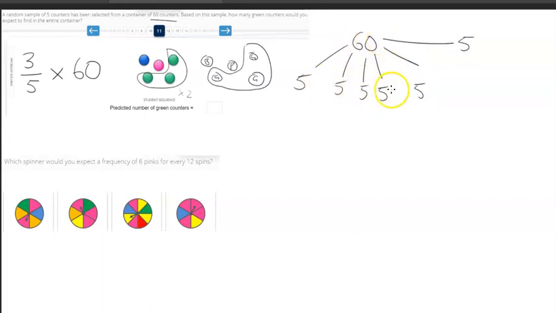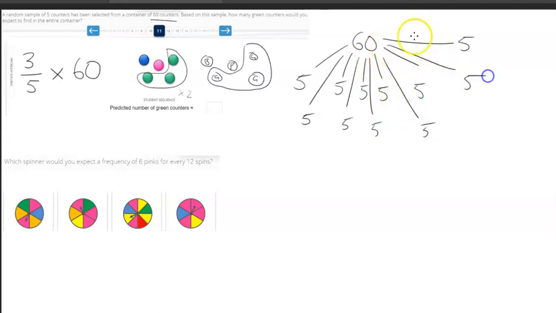Okay, so we've got 5, 5, 5, 5, 5, 5, 6, and then another 3, 4, 5, 6, okay? So we've split the 60 up into 5s. Now, the sample that we got from this question was 3 of them were green, 1 of them was pink, and 1 of them was blue. So we're going to make the assumption that every single sample that we take out is going to follow this sample that we've taken. Okay, let's just assume this for now.